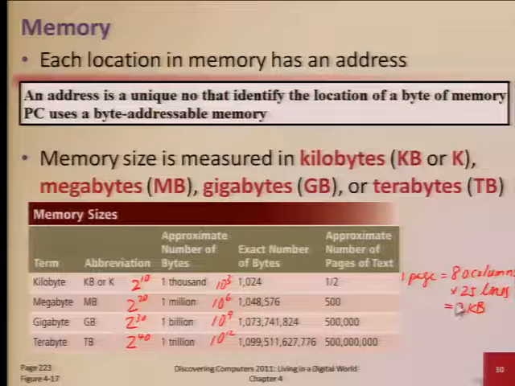So a page of text will be about 2 kilobytes. That's why, based on this table, a kilobyte will be able to store about half a page. So if you have 1 megabyte, then it will be about 500 pages, right? Same thing. So this table roughly gives you the size of memory needed for the number of pages of text.